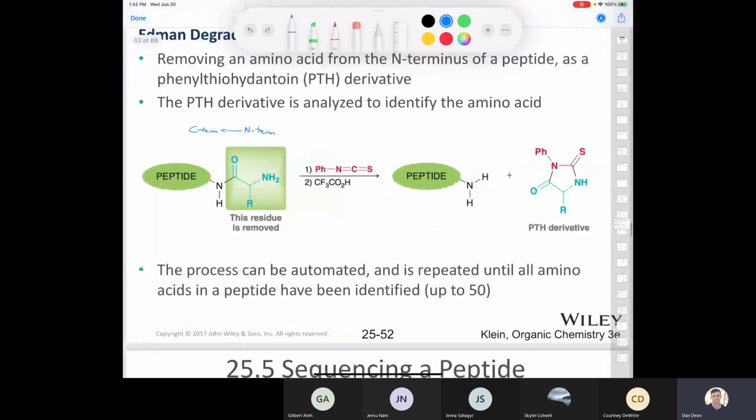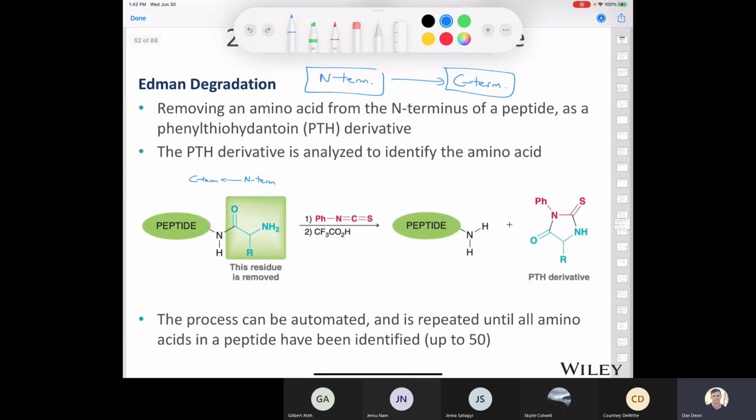Okay? So what you do is you react the N terminus with this sassy little molecule here, which is called phenyl isothiocyanate. So you take it and you react it with phenyl isothiocyanate, okay, in the first step. Then you treat it with TFA in the second step. So this is trifluoroacetic acid, which we might have looked at for a split second earlier on in the class. So you do these two steps. So phenyl isothiocyanate followed by trifluoroacetic acid, and you make the phenylthiohydantoin derivative.